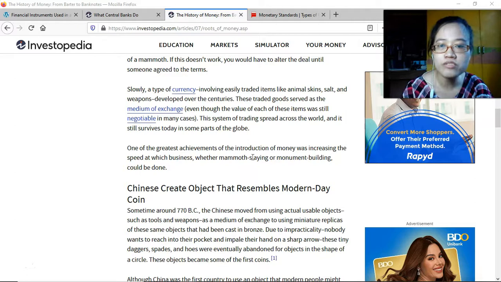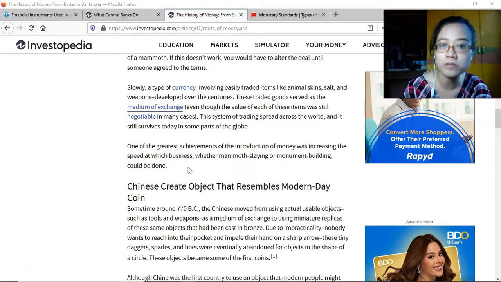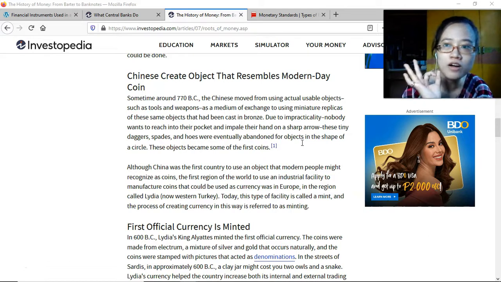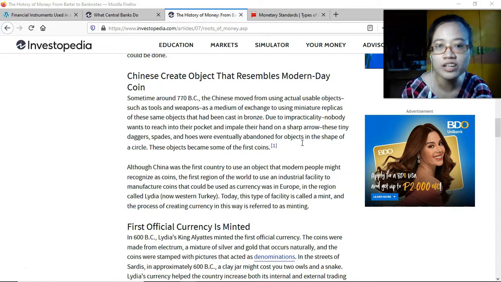This system of trading spread across the world, and it still survives today in some parts of the globe. One of the greatest achievements of the introduction of money was increasing the speed at which business, whether mammoth slaying or monument building, could be done. Chinese create object that resembles modern-day coin. So the Chinese moved from using actual usable objects, such as tools and weapons, as a medium of exchange, to using miniature replicas of these same objects that had been cast in bronze, so that's a metal. Due to impracticality, nobody wants to reach into their pocket and impale their hand on a sharp arrow. These tiny daggers, spades, and hoes were eventually abandoned for objects in the shape of a circle. No corner that would prick you. Okay, these objects became some sort of the first coins.